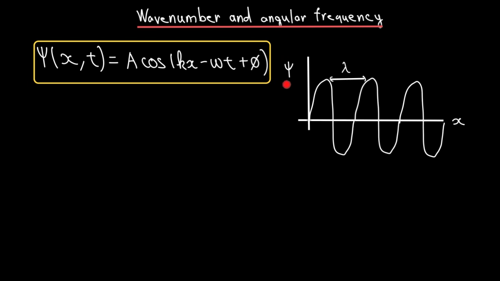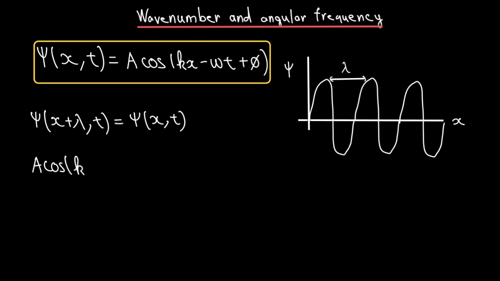So we know that our function psi has a spatial period of lambda, and therefore, as we travel a distance lambda, our function resets. So psi of x plus lambda, t should be equal to psi of x and t, because our function needs to reset after a distance lambda, and hence we have this equality, which means that a cosine of k times the input, but the input here is x plus lambda, because we have traveled the distance of lambda from our initial point.